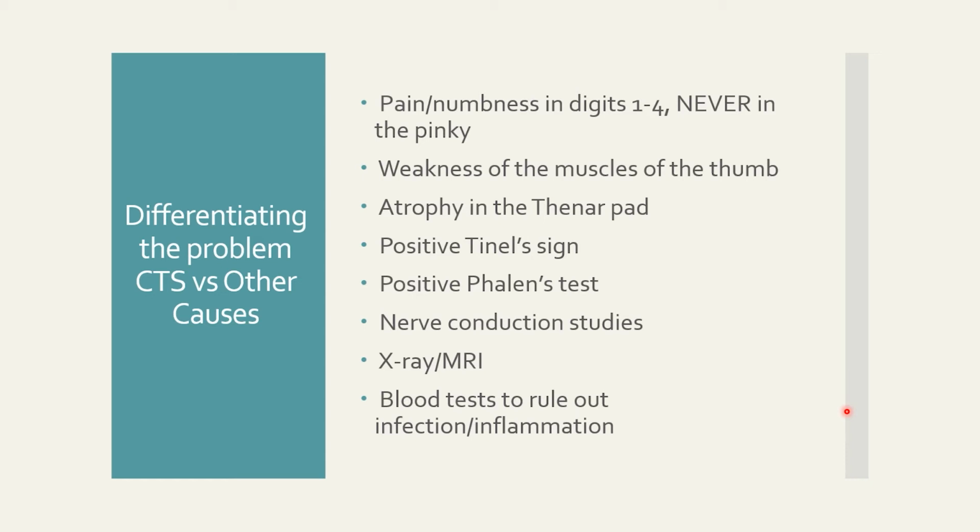In many situations, we would want to take an x-ray. We want to rule things out. Is there arthritis in the wrist? Is there arthritis in the elbow or the neck? Remember, you can compress upstream. And we may, in some people, want to rule out an underlying autoimmune or inflammatory type scenario.